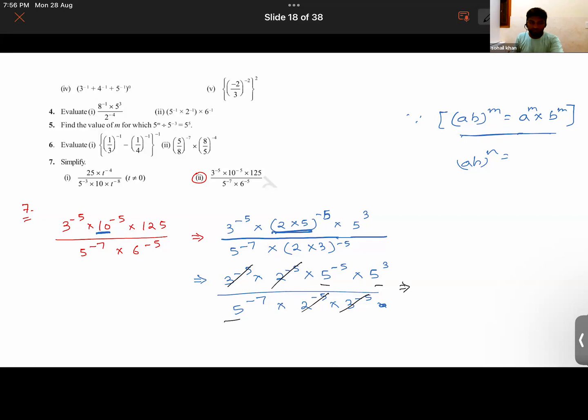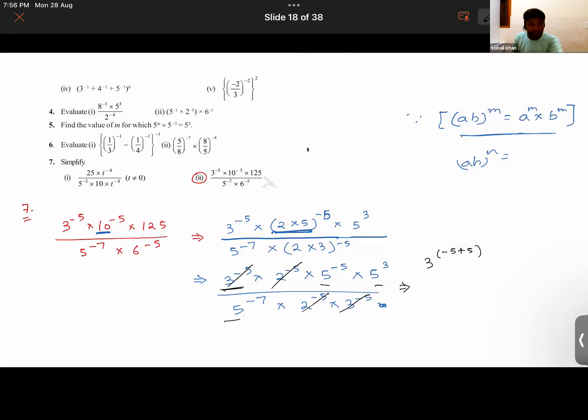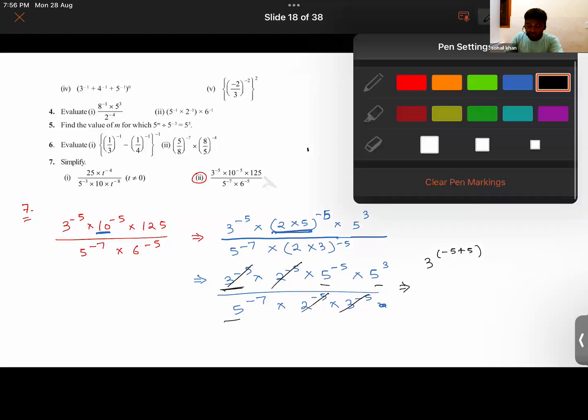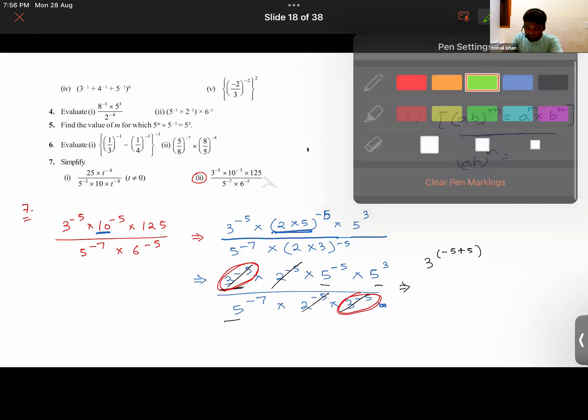It will be 3 raised to the power minus 5 plus 5 here. We have taken this. Just spot the common bases. What are they? 3 raised to the power minus 5 here, 3 raised to the power minus 5. Okay. And also look out for other values.